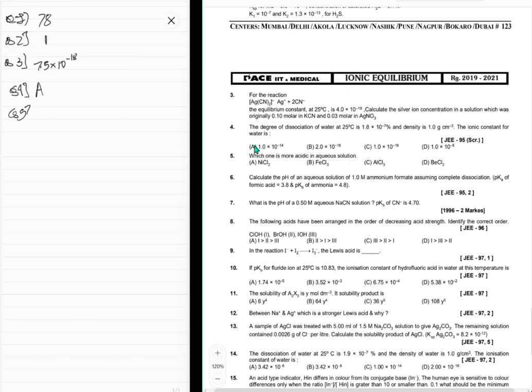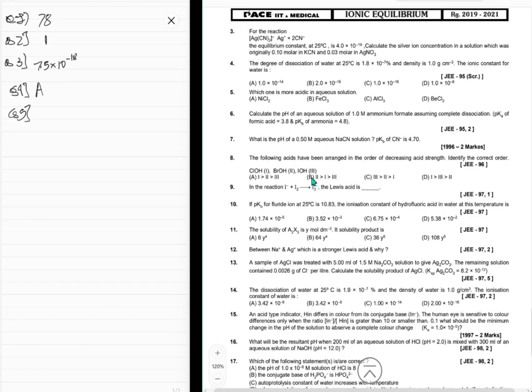So 5. Which one is more acidic in aqueous solution? Oh, that's chemistry now. It's not physical chemistry. So which can be more acidic? In this case, there's no H. So which of them is more Lewis acidic? AlCl3 is acidic. BeCl2 is also acidic. Yeah, both of these are Lewis acids. FeCl3, I don't know. I have no idea about it.